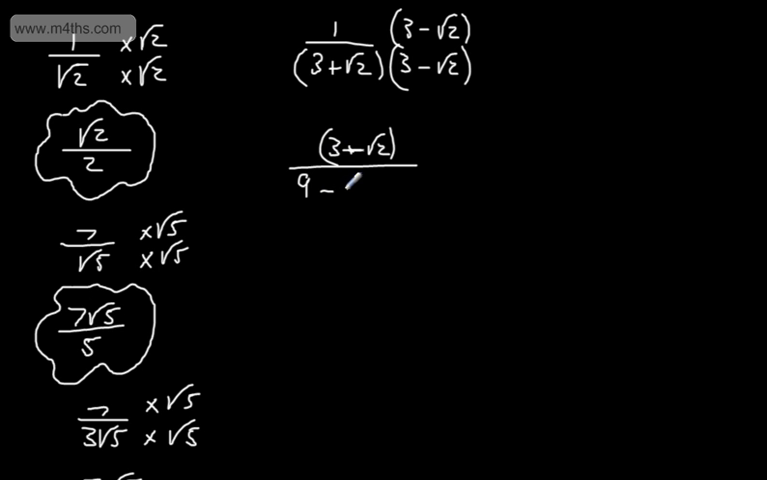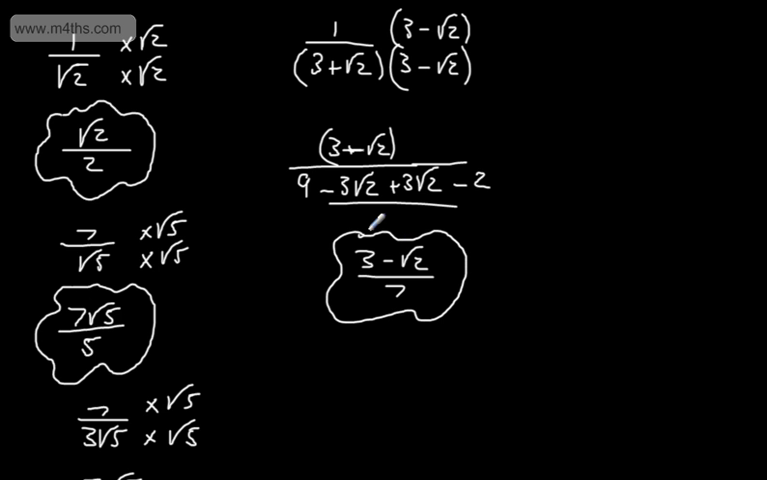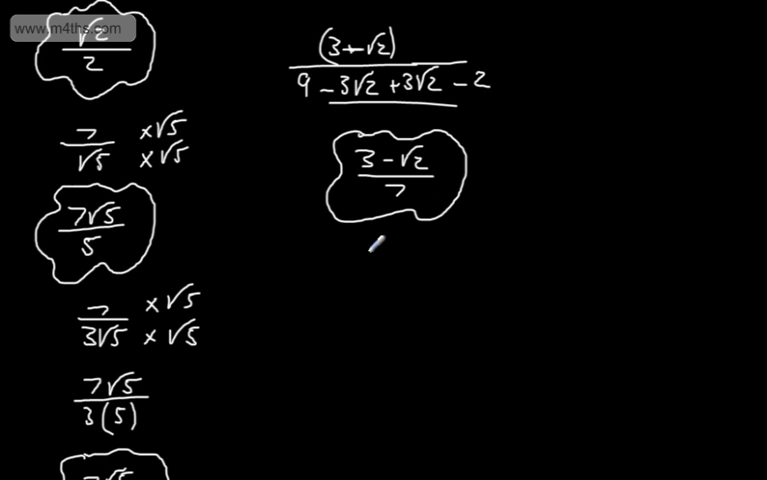Then I'm going to have minus 3 root 2. Then I'm going to have plus 3 root 2, which is going to cancel out. And then I'm going to have now root 2 times by root 2. We've got a negative, so that will be now minus 2. We can see these two terms cancel out. So we have 3 minus root 2 over now 9 minus 2, which is 7. So all we've done is rationalise the denominator by multiplying now the numerator and the denominator now by the opposite.